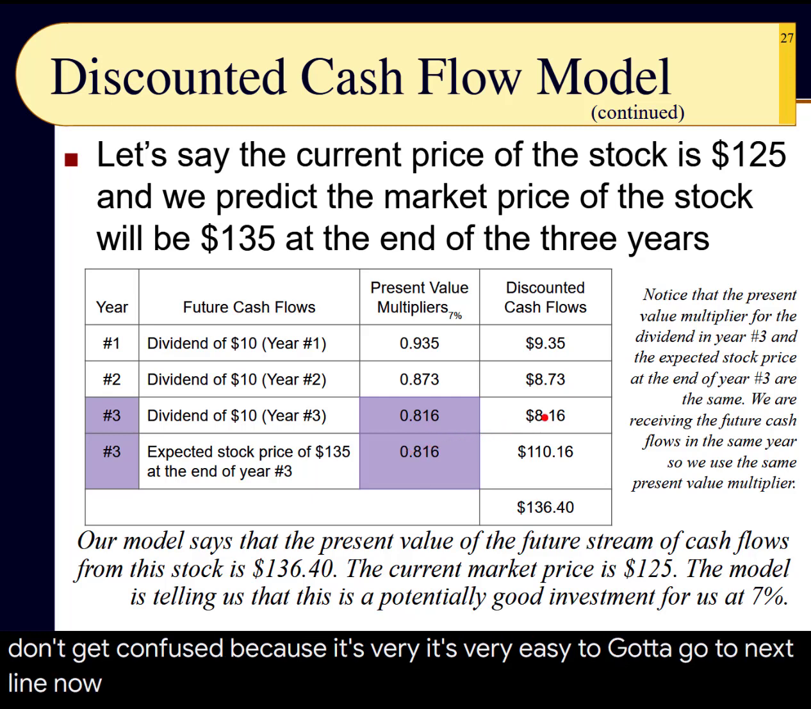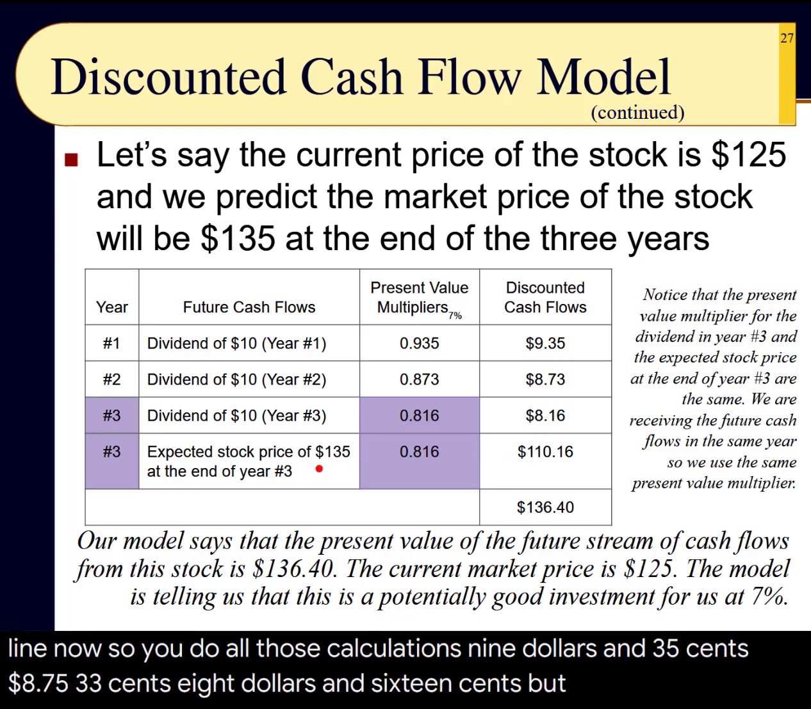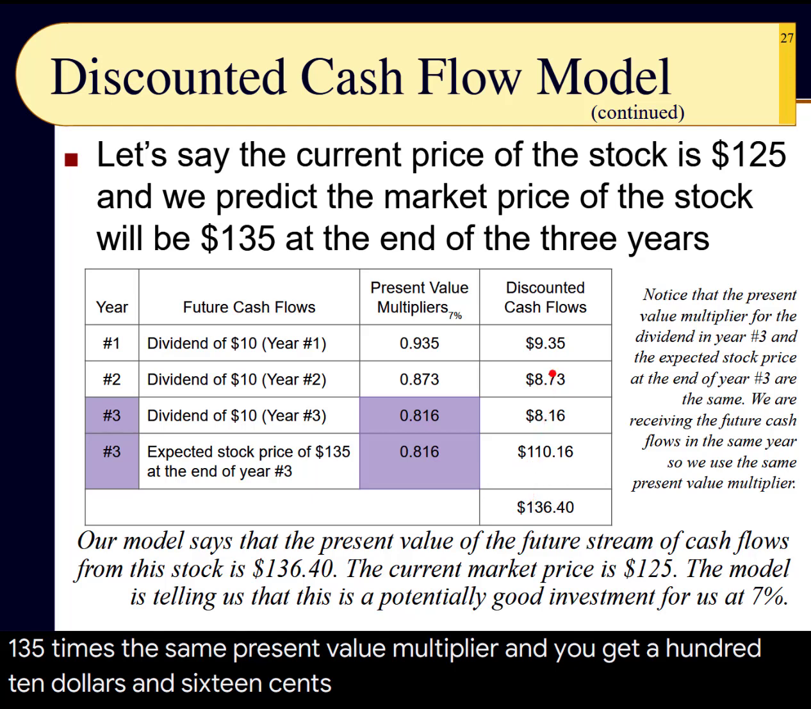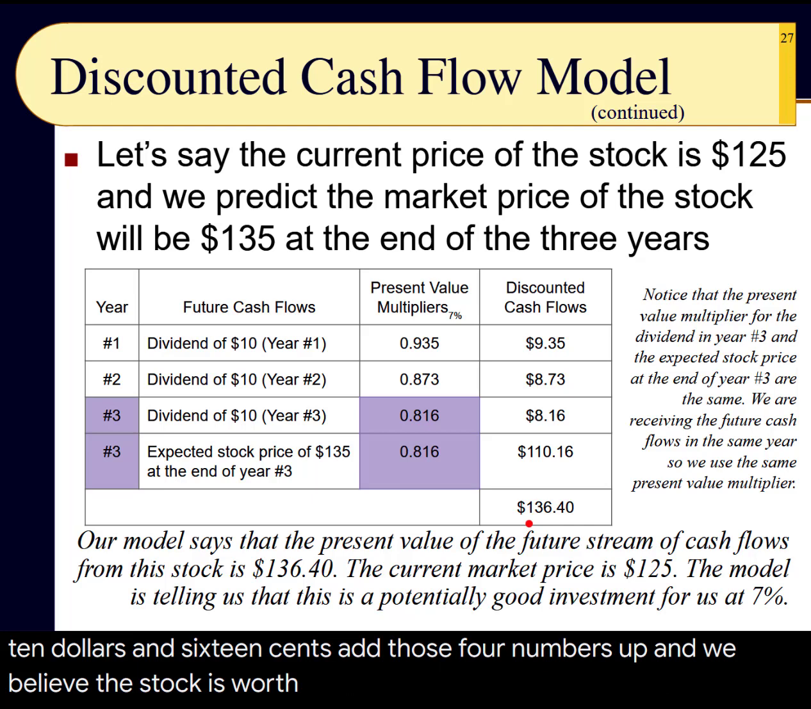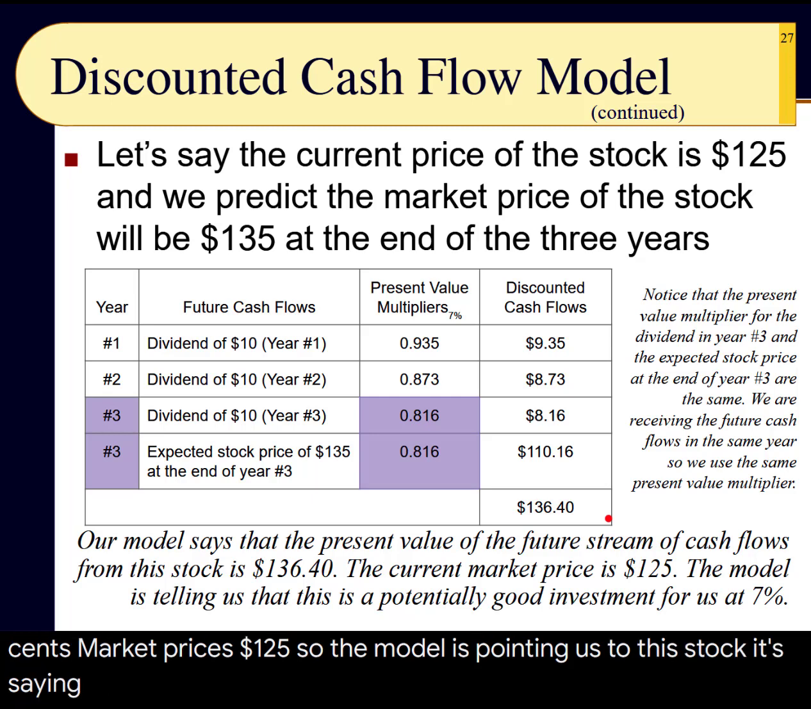No. So you do all those calculations, $9.35, $8.73, $8.16, but then we take the 135 times the same present value multiplier and you get $110.16. Add those four numbers up and we believe the stock is worth $136.40. Cool. The current market price is $125. So the model is pointing us to this stock. It's saying this is a potentially good investment for us at 7%.